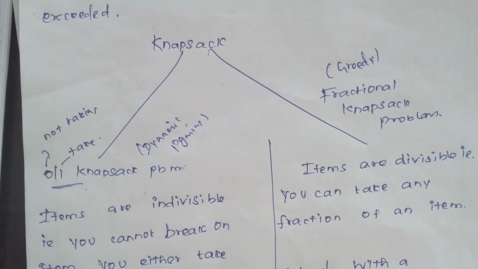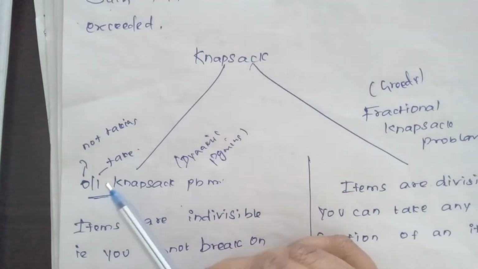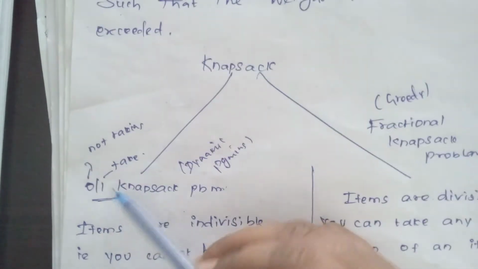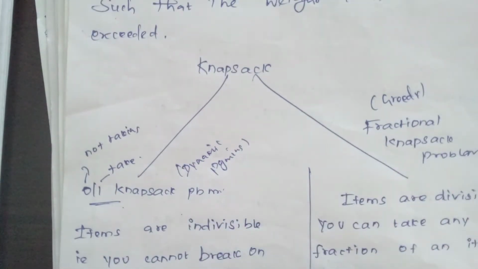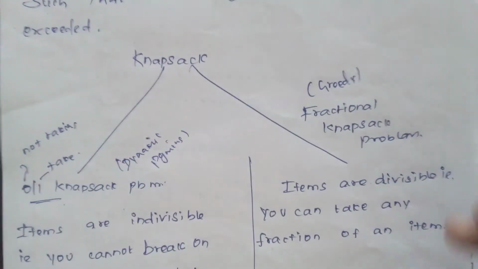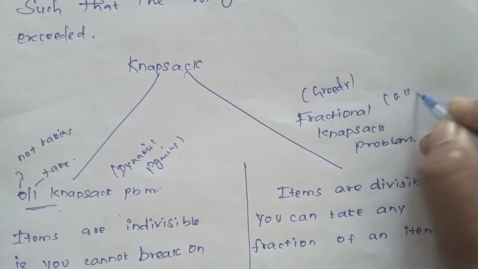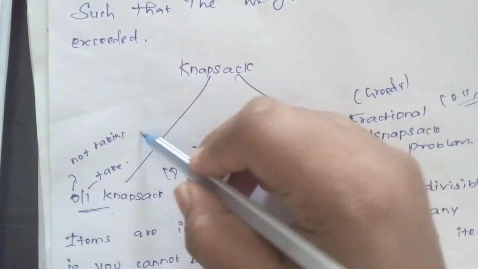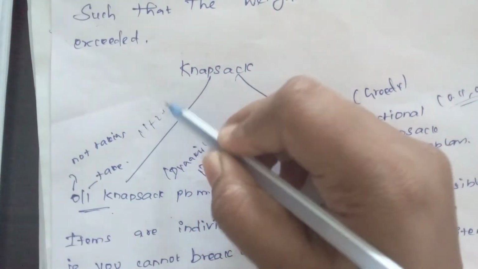See here, in 0/1, 0 means not taking the particular item, and 1 means we are taking that particular item in our backpack. Fractional means like a decimal point will be there, 0.4, 0.5 like that, but here only integers are there, 1, 2 like that. Let's see deeply in the problem.